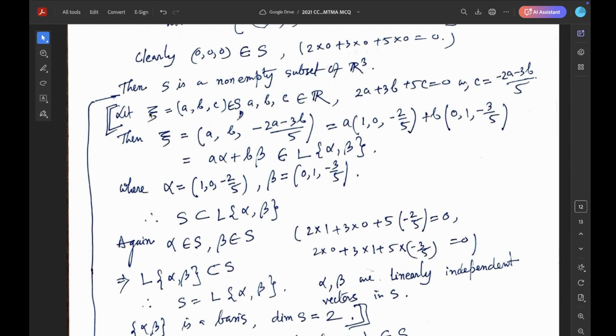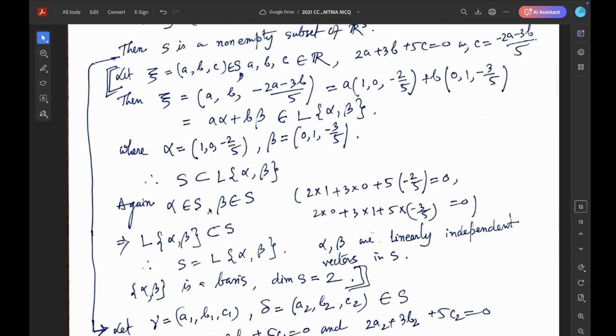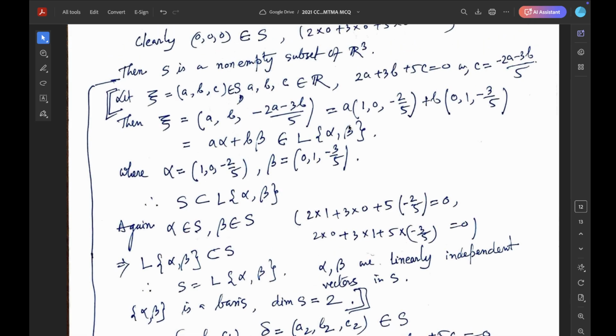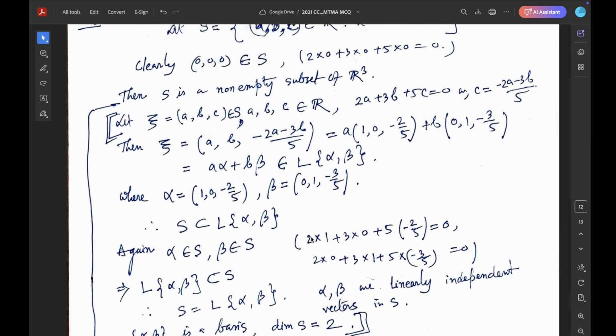So this Xi belongs to S. So S is a subset of the linear span of alpha, beta. Again, alpha belongs to S and beta belongs to S, because 2A plus 3B plus 5C equal to 0 for alpha's A, B, C and for beta's A, B, C. So obviously alpha belongs to S and beta belongs to S.